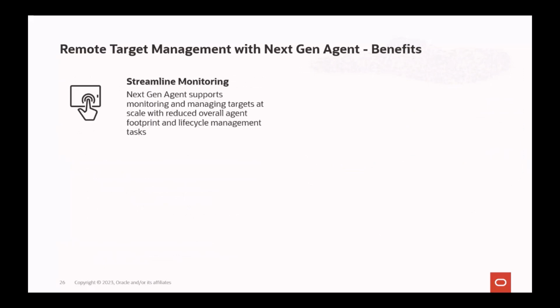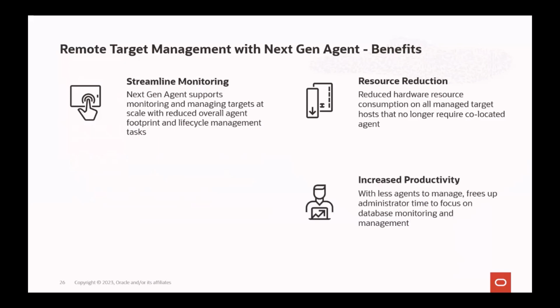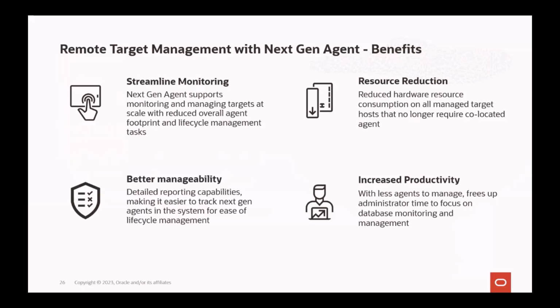Here are the benefits with remote target monitoring and management with the next-gen agent. Simplified next-gen agent deployment provides a reduced agent footprint, which saves administrators time and efforts. Because the agent no longer needs to be co-located with the database host, this reduces resource consumption across your enterprise. With less agents to manage, administrators have more time to focus on database monitoring and management activities. And finally, EM provides an easy way to track the agent's overall health and manage your lifecycle.